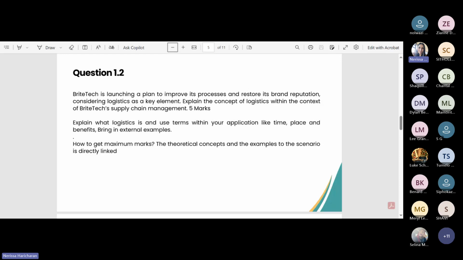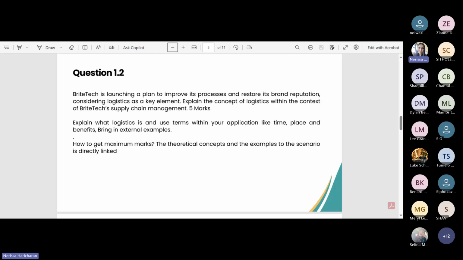Is there a specific time? Is there a specific place? What is the benefit of the logistics to that company specifically? So research it. I know some questions ask you to use external sources outside of the textbook. Take that into account, because it is very justifiable when we are marking and grading your assignment that we look for external sources.